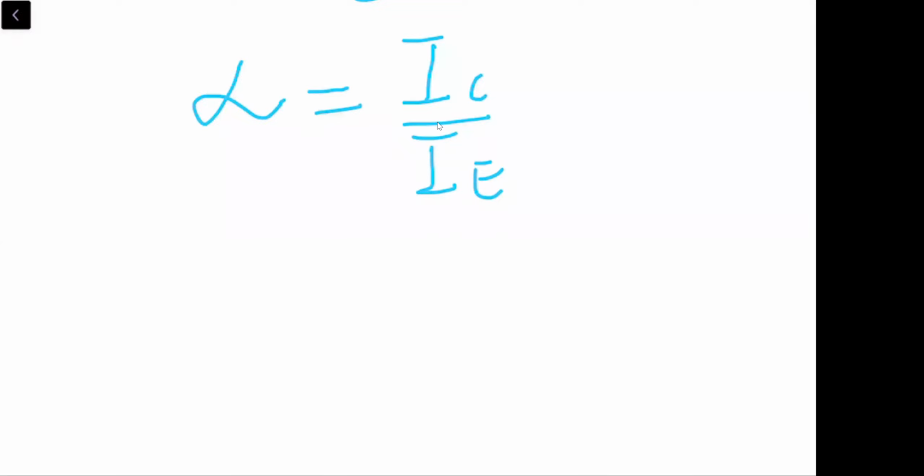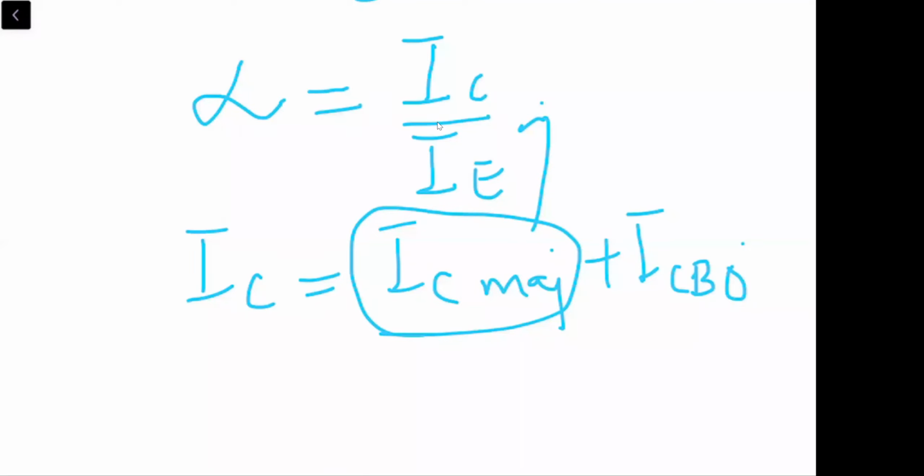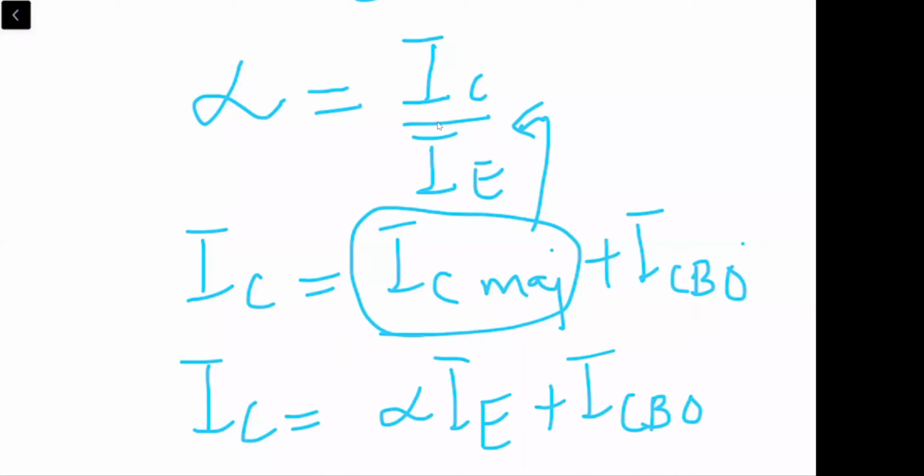We have said that IC is equal to IC majority plus IC minority, and IC minority we replaced by ICBO. ICBO is basically the collector current flowing through the collector base junction when the emitter is open. If we replace IC majority by alpha times IE, it looks like IC is equal to alpha times IE plus ICBO, right? Are you with me?